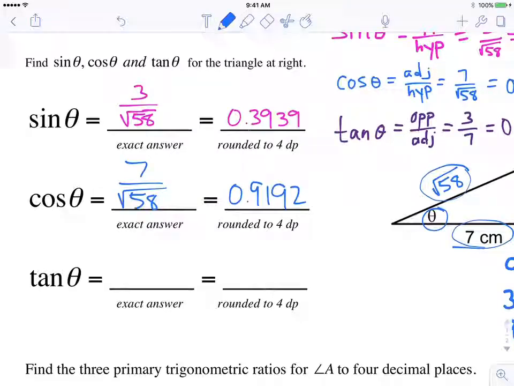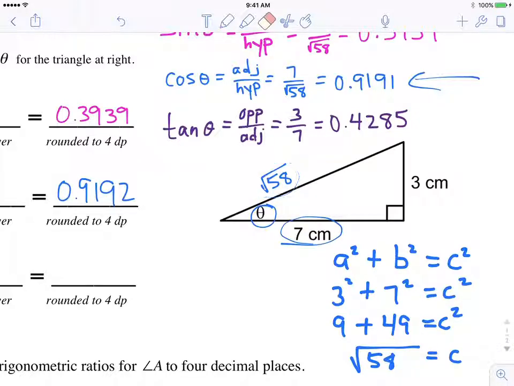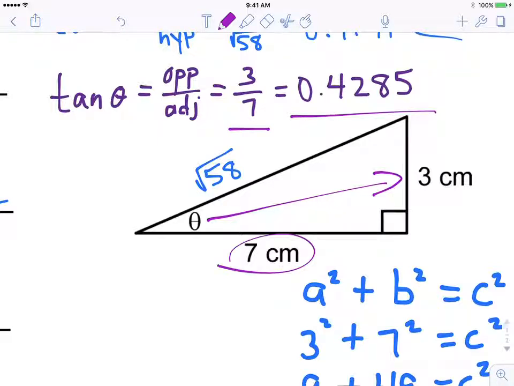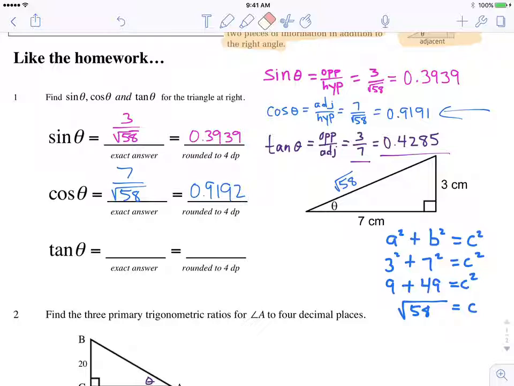Tan theta is opposite over adjacent. So if we're looking at tan of theta, we're looking at opposite, again 3, over the adjacent, which is 7. So 3 divided by 7. And take my word for it, when you type it in the calculator, you get 0.4285. Again, that's good enough. If you put 4 decimal places, no problem. And so we get 0.4285, and this is 3 divided by 7.